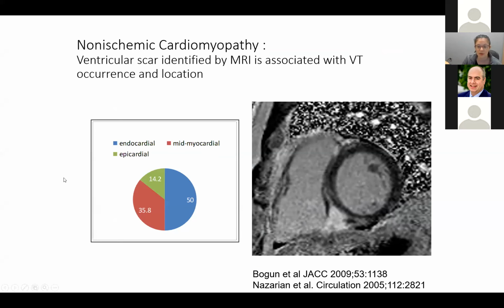Then there was a paper published from Frank Bogan looking at the presence of scar substrate on MRI and where it was located. He found that for non-ischemic cardiomyopathy, there certainly was a proportion of patients that had epicardial substrate. However, there was a large proportion of patients that had mid-myocardial substrate. Seen here is a patient of ours that had cardiac sarcoidosis, and you can see a strip of scar going into the mid-myocardium between the LV and the RV. It's a really old MRI, but it at least makes the point.